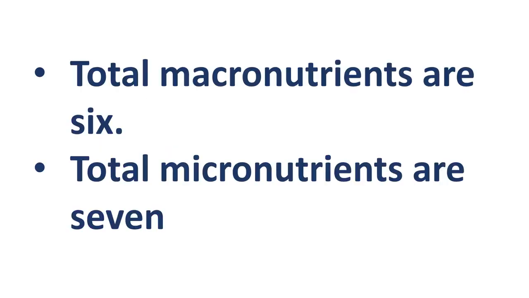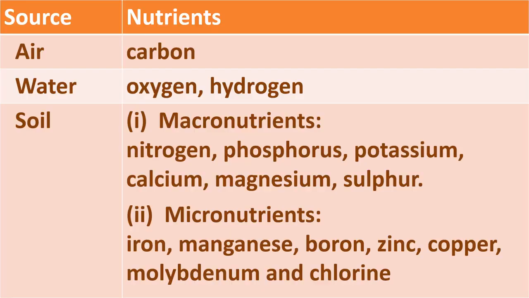So what is the total number of macronutrients and micronutrients? I told you right now. Total macronutrients are 6 in number and total micronutrients are 7 in number. You will have to learn the examples as well. Now the question arises, where do these 16 essential nutrients come from?